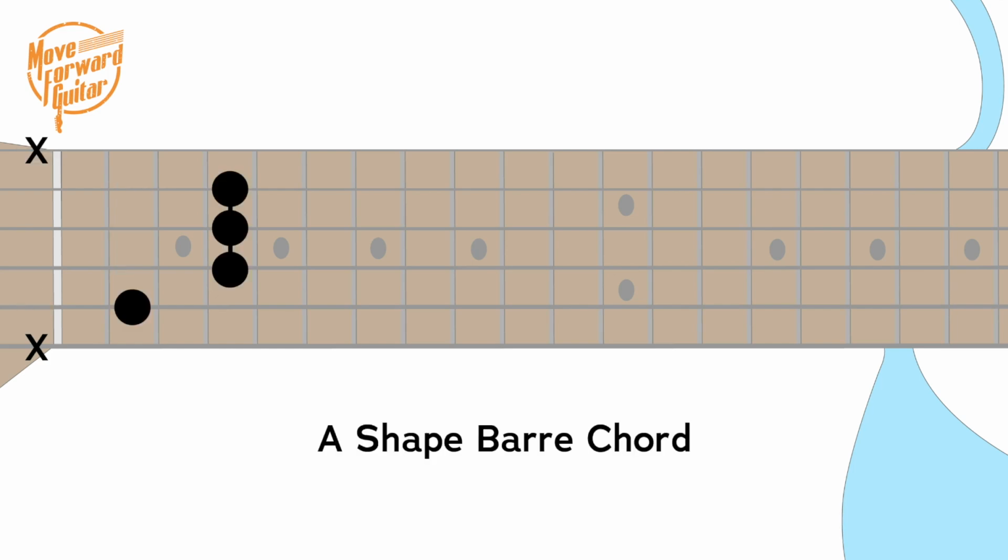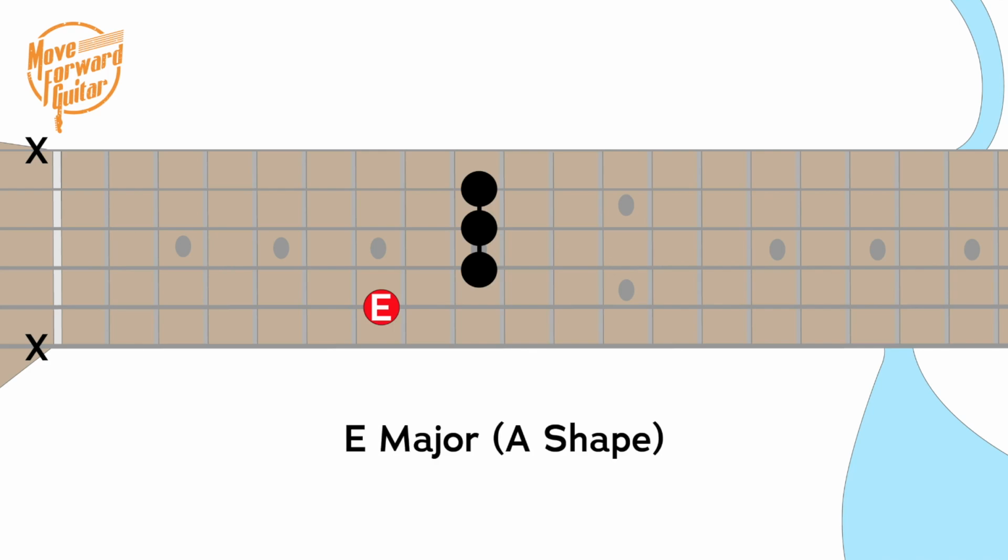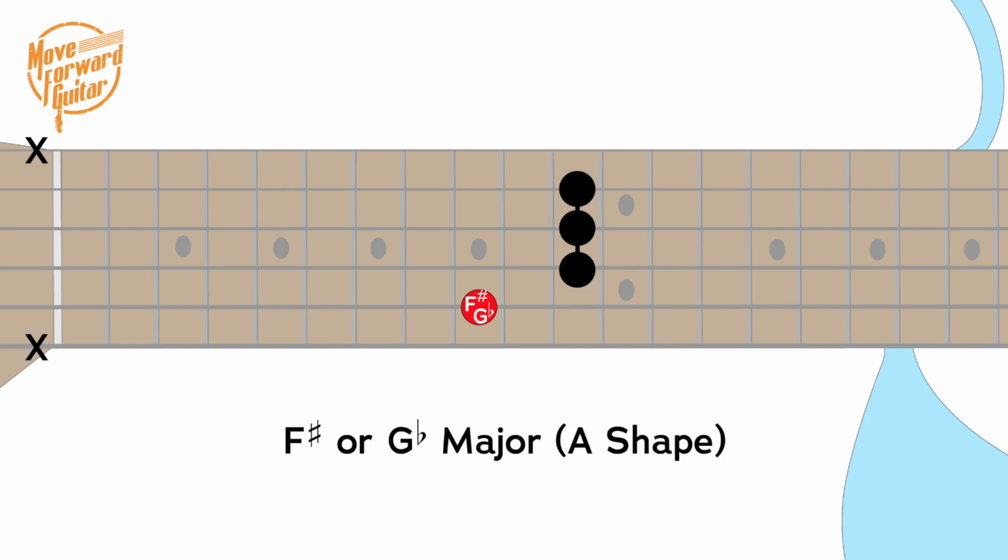But if I move it up to here, for example, the lowest note is still my root, but where it's drawn on the diagram right now is a B. That makes this a B major chord in the A shape. Or if I move it up here, my root note is an E, that's an E major chord in the A shape. Or if I move it all the way up here, that's an F sharp or a G flat major chord in the A shape. So again, I can move that shape anywhere, and whatever the root note is, that's the name of the chord. But it's an A shape chord that I'm playing.